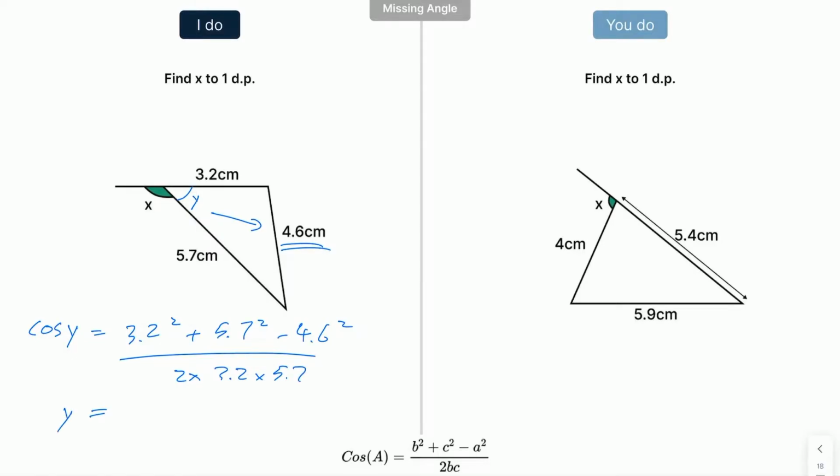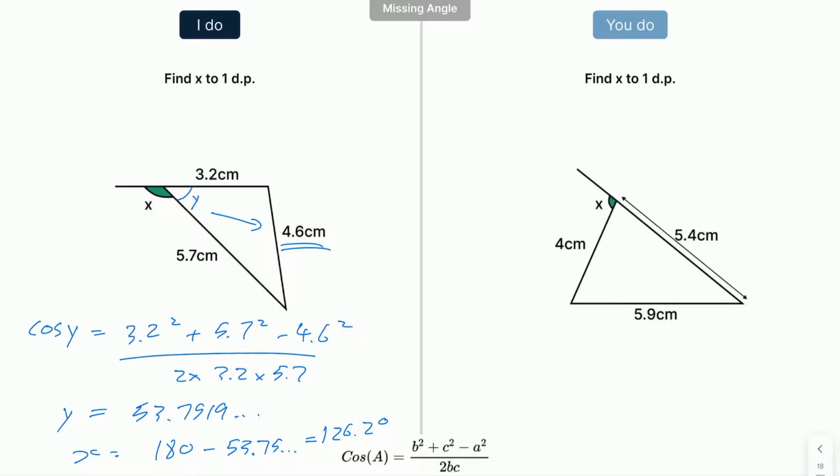And for y, that gives me 53.7519... And now I'm just going to subtract that from 180 because angles on a straight line add up to 180, and that gives me 126.2 degrees to one decimal place.